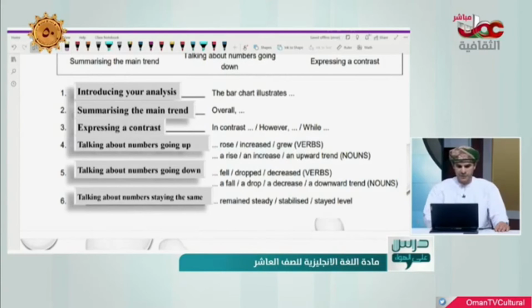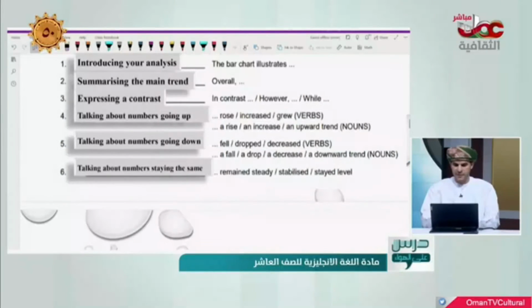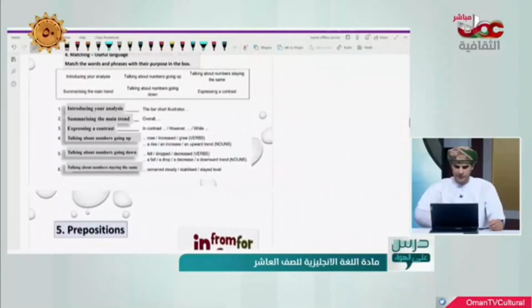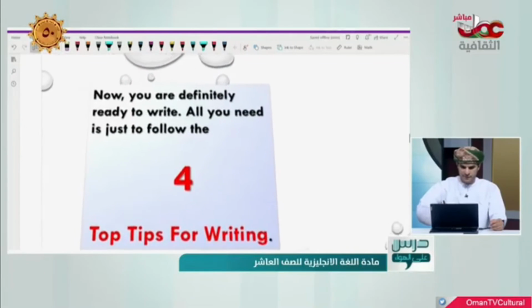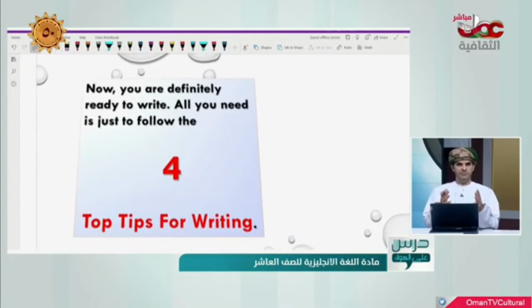When you are talking about numbers staying at the same level in the chart, use phrases like remained steady, stabilized, stayed level, leveled off. Well done, dear students. Let's go now. If you understand the steps that I just showed you in the 5 things, I think you are definitely ready to write. All you need is to follow my 4 top tips for writing. Follow them and you will be ready to go.